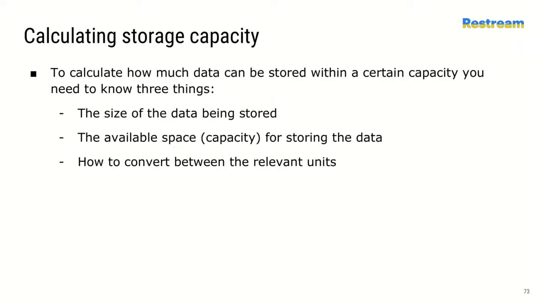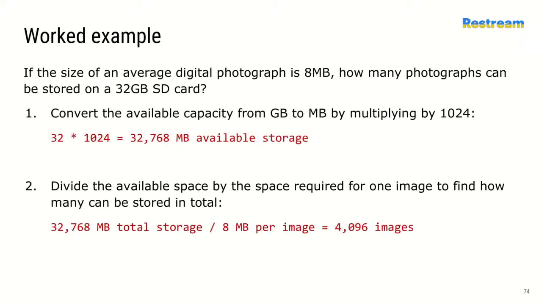Now, to calculate how much data can be stored within a certain capacity, you need to know 3 things: the size of the data, the available space, and how to convert between the relevant units. So if the size of an average digital photograph is 8 megabytes, how many photographs can be stored on a 32 gigabyte SD card? So all you have to do is convert the available capacity from gigabytes to megabytes by multiplying by 1024.